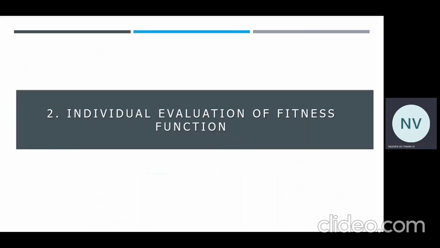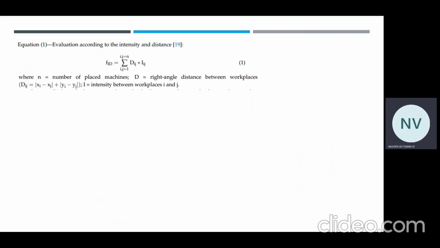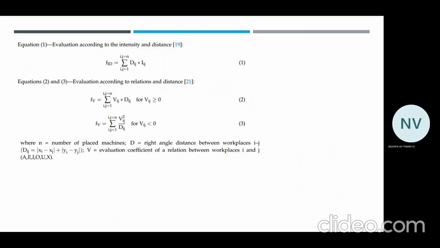Moving to the second step, the evaluation of individuals by fitness functions. The first equation evaluates the intensity and the distance, where n is the number of placed machines, d is the right angle distance between the workplaces i and j, and I stands for the intensities between the workplaces i and j. Equations 2 and 3 evaluate the relations and distance. n is the number of placed machines, and d is the right angle distance between the workplaces i and j. However, we also have V, a new notation. V stands for the evaluation coefficient of a relation between the workplaces i and j.